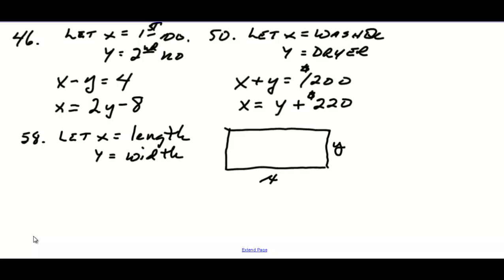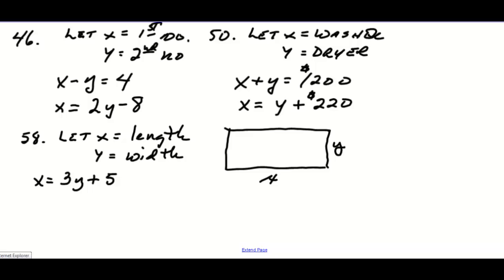Okay, so it says the length of a rectangle is 5 centimeters more than 3 times the width. The length x equals 5 centimeters more than 3 times the width. 3 times the width plus 5 centimeters. I'll take that label out there because it would only confuse things, but we know it's 5 centimeters. So in our answer, we're going to have answers with the label being centimeters.